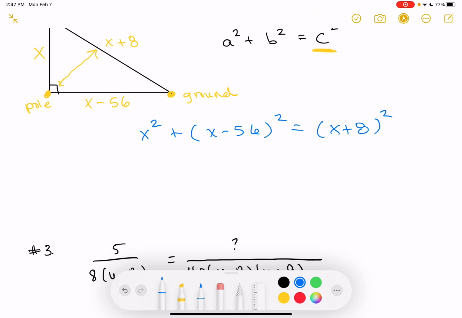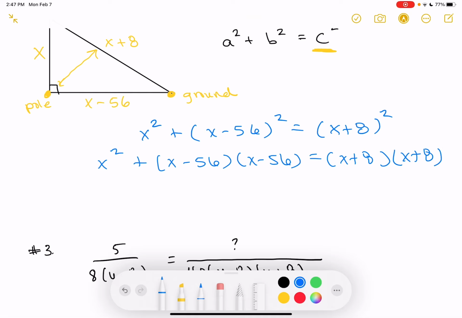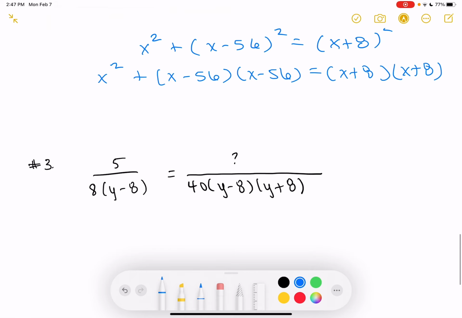Okay, now remember, we don't just pop in those little squares, right? That really means that we're going to multiply the whole thing out. So x squared plus that x minus 56 times x minus 56 equals an x plus 8 times an x plus 8. So we have a lot of work to do in here, a lot of foiling.